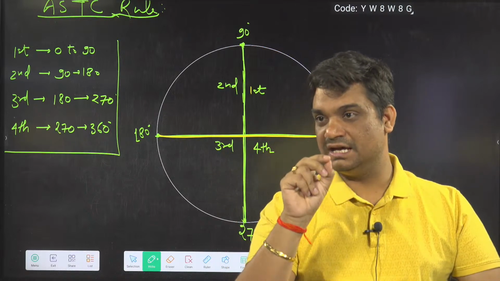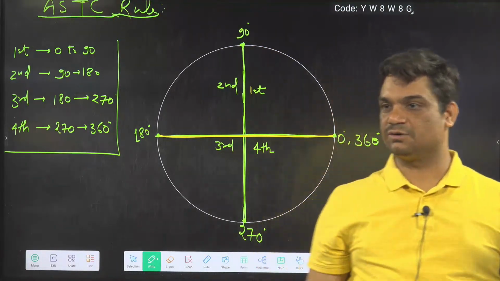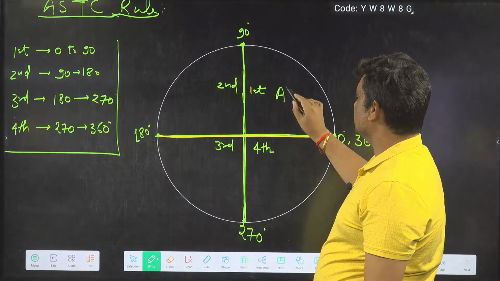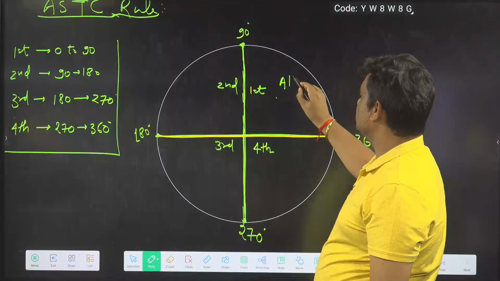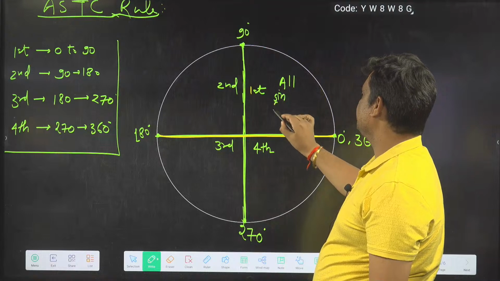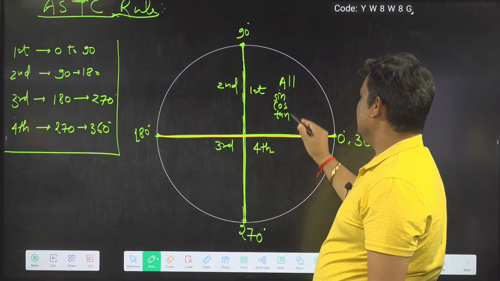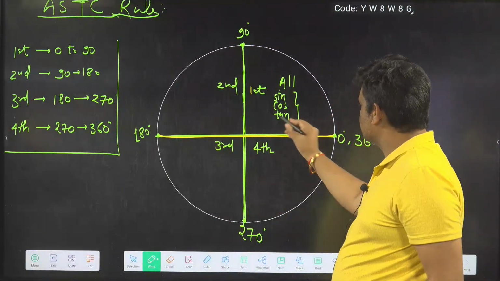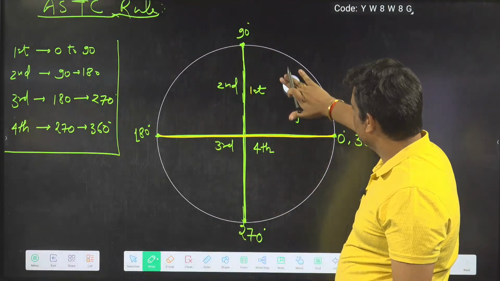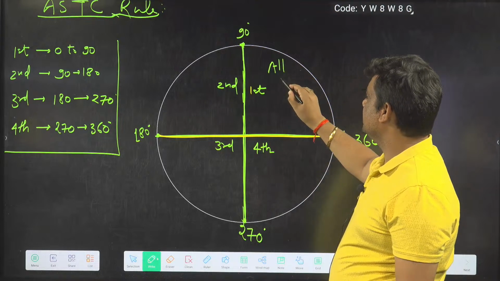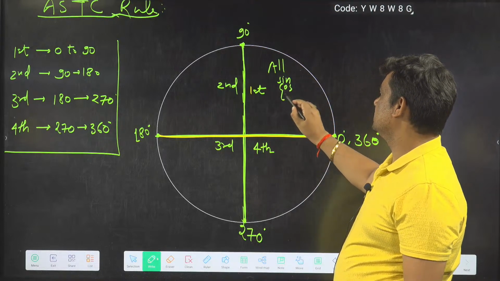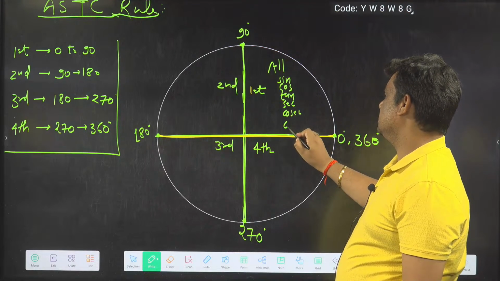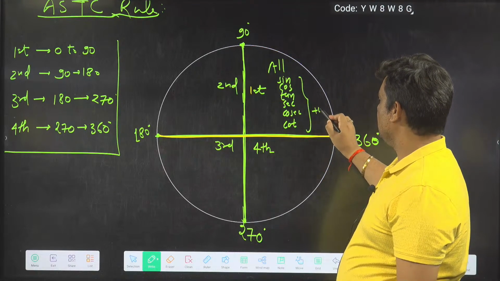So first of all, locate the quadrant. We have to check where the quadrant is. Now, in the first quadrant all are positive. All means I can write sine, cos, tan, sec, cosec, as well as cot. Their reciprocals I am not writing because space is not there. All are positive.